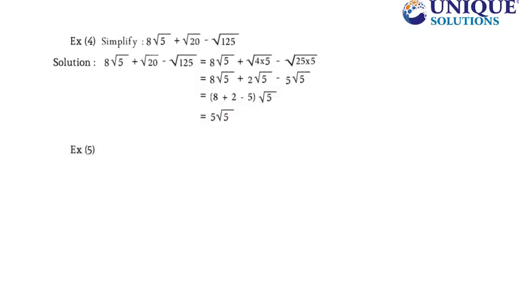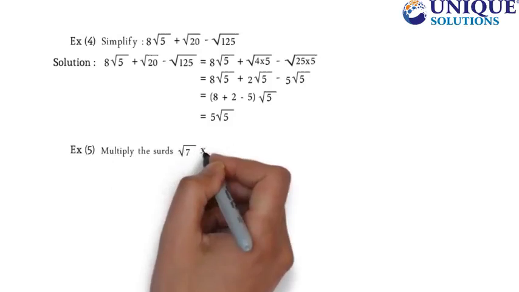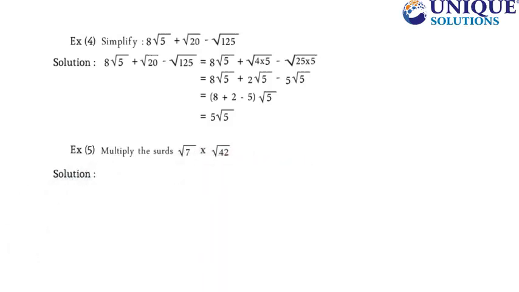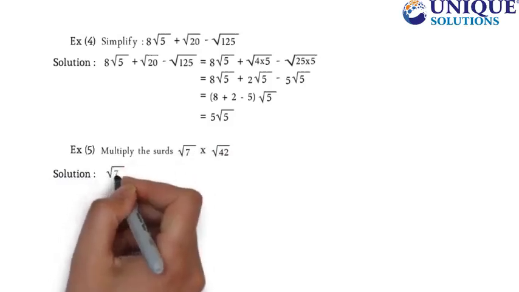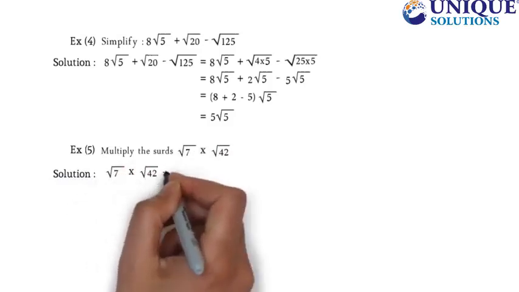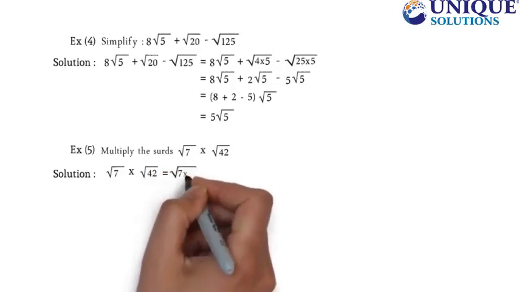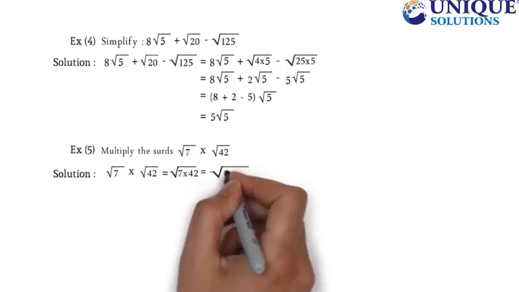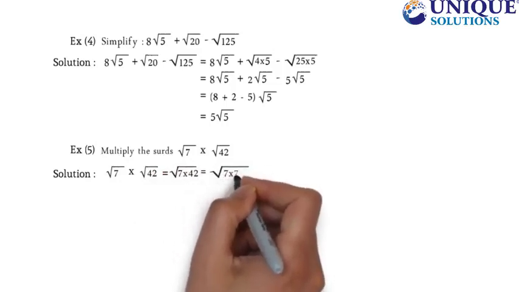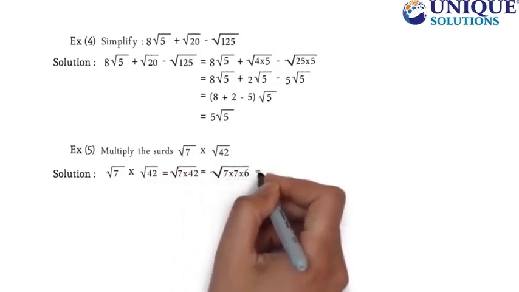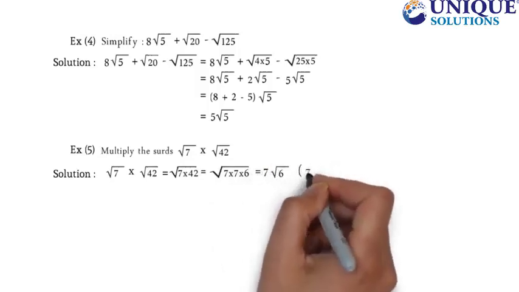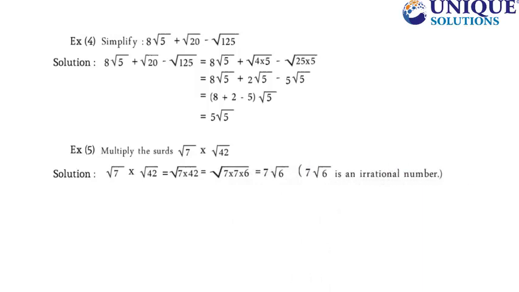Example 5. Multiply the surds square root of 7 multiplied by square root of 42. Solution: square root of 7 multiplied by square root of 42 is equal to square root of 7 multiplied by 42, which is equal to square root of 7 multiplied by 7 multiplied by 6, which is equal to 7 square root of 6. 7 square root of 6 is an irrational number.